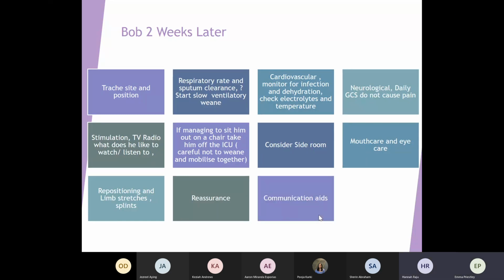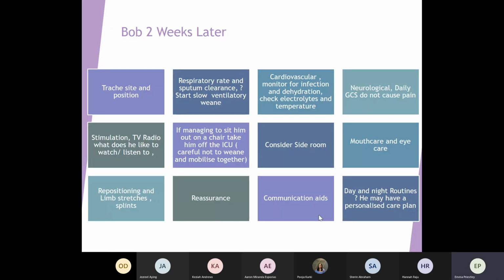So communication aids, them balls that we like, where they look at the letter, giving him a notice board with the date and time on it to orientate him is really helpful. Giving him a clock so he can see what time it is. Again, important. Yes, and by this point as well, he may have a personalised care plan.